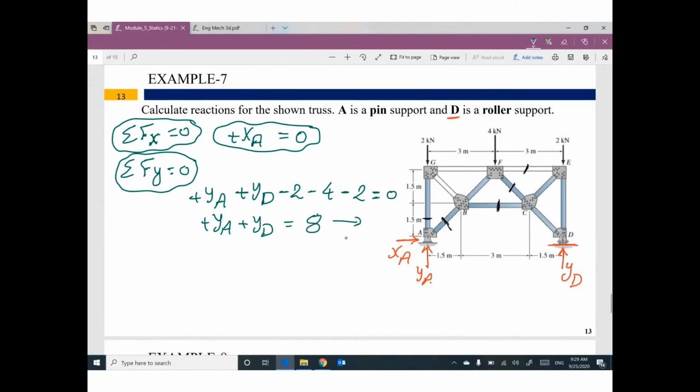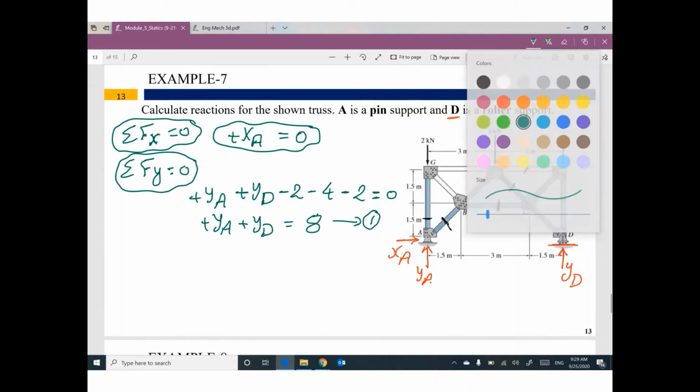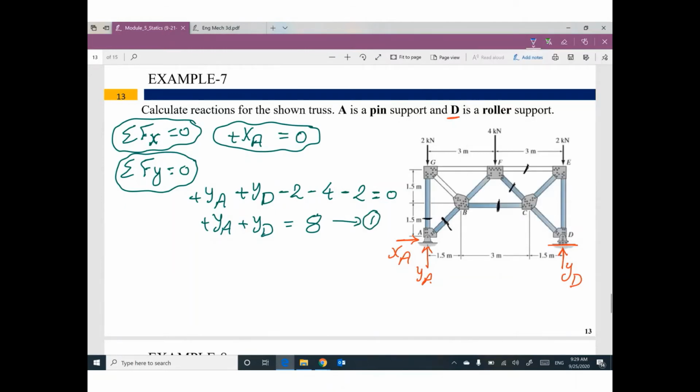Equation number 1. The third equilibrium equation will be summation of moment at any point equals 0. Which point? Any point. I told you any point. So you can take moment at A, at G, at B, at F, at C, at D, or E. But I highly recommend taking moment at either of the 2 supports, A or D. I recommend A. And I'm going to assume clockwise is positive.